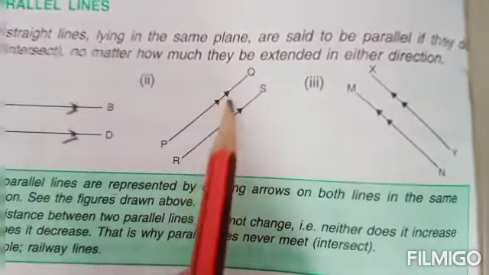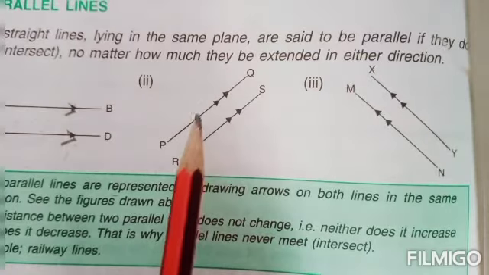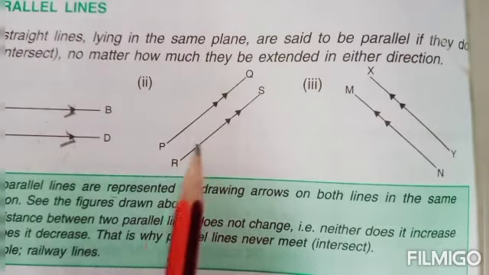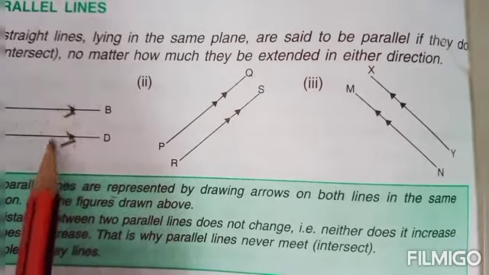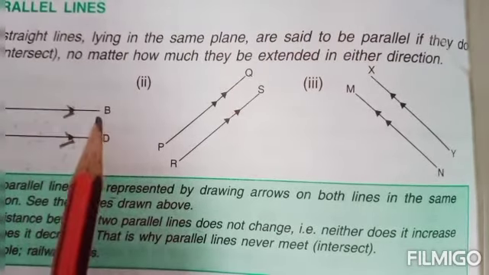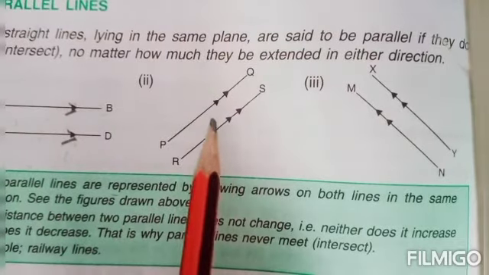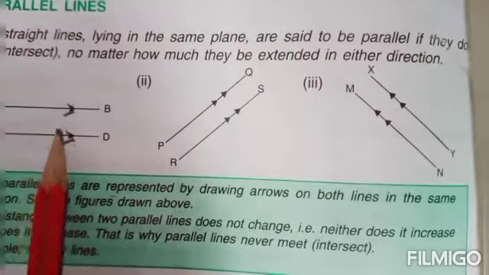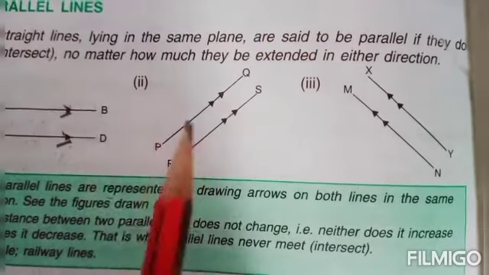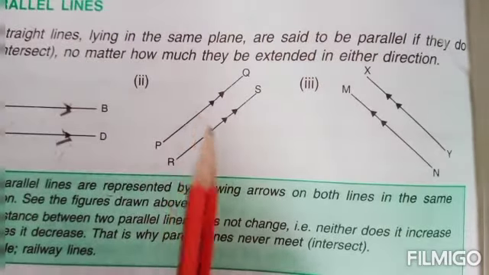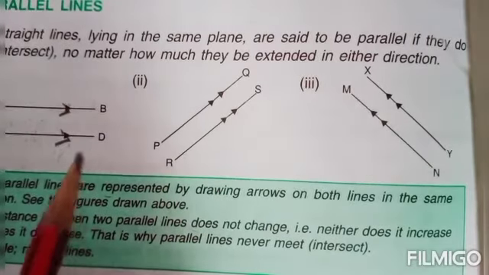Here you can see two arrows on both the lines in the same direction. This indicates that these two lines are parallel. Now, the distance between parallel lines does not change. It is a fixed distance. This distance between two parallel lines never increases or decreases. It is constant, or it is fixed.